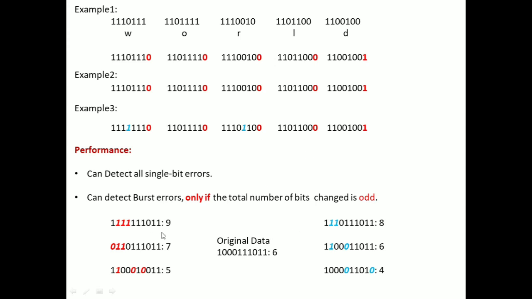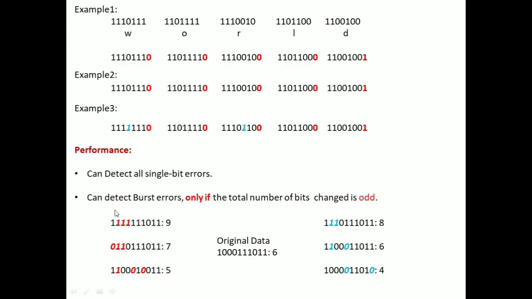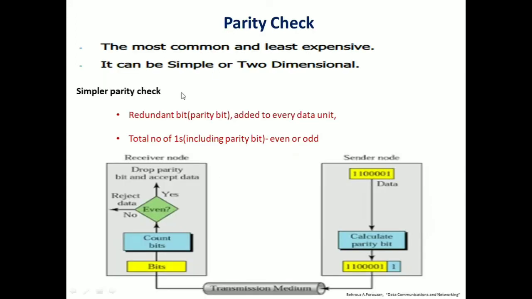So finally what I mean to say is that the simple parity checker can detect burst errors, but only if the total number of bits changed is odd. But if the total number of bits changed is even, then it cannot detect the burst error. So even though the data is wrong, the receiver is going to take it as the correct information. So this is all about the simple parity check technique.